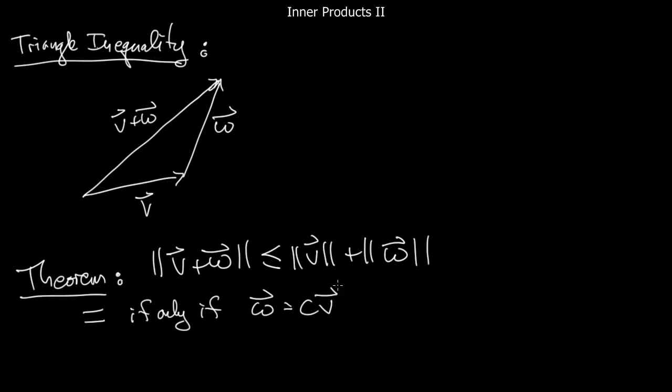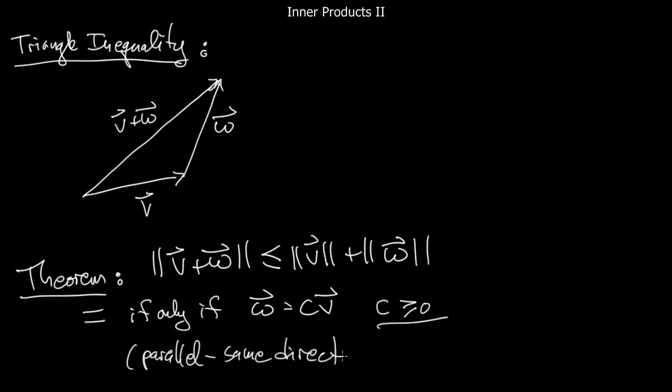And you have equality here if and only if w is a multiple of v, and in this case w has to be a positive multiple of v. So there's no cancellation. c is greater than or equal to 0. That is to say they're parallel and in the same direction. So again, I'm not going to prove this, but this is just the usual triangle inequality from elementary geometry.